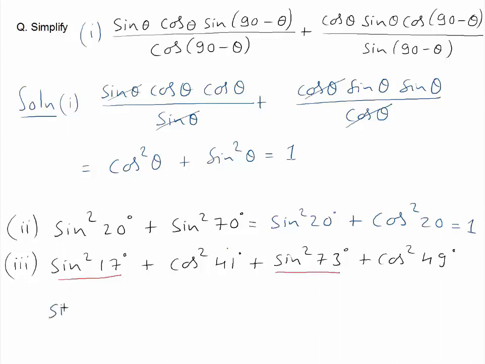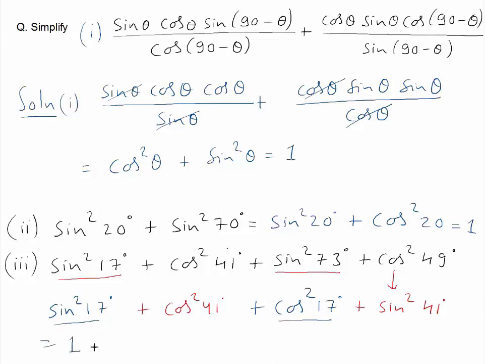So we'll write sin² 17° as it is, and we will convert sin² 73° into cos² 17°, since the complement of 73° is 17°. Similarly, we'll keep cos² 41° as it is, and 41 degrees and 49 degrees are complementary, so we'll convert cos² 49° into sin² 41°. Now sin² 17° + cos² 17° equals 1, plus cos² 41° + sin² 41° equals 1. So the answer is 2.